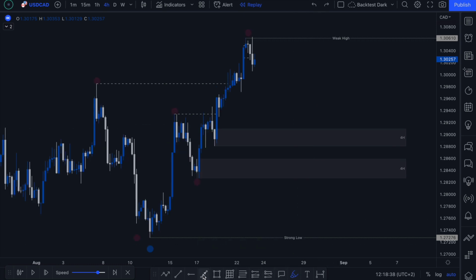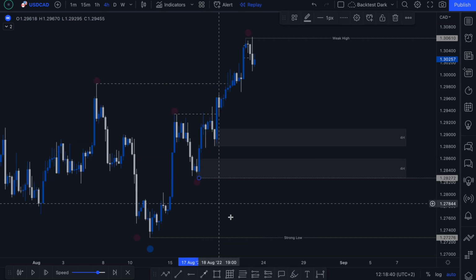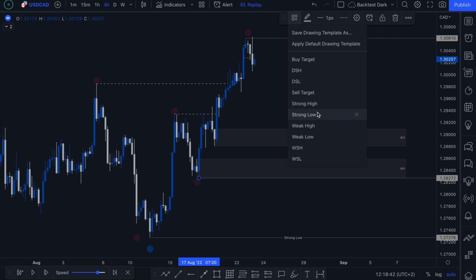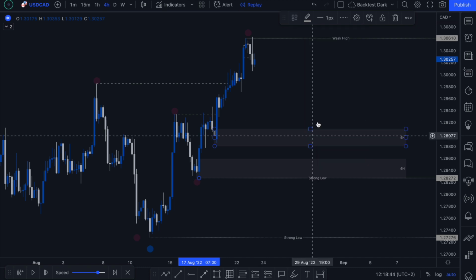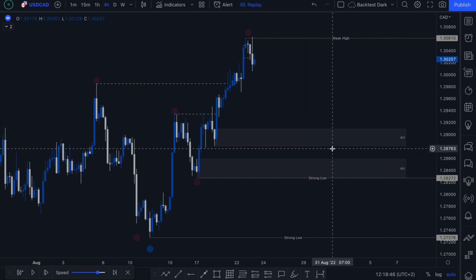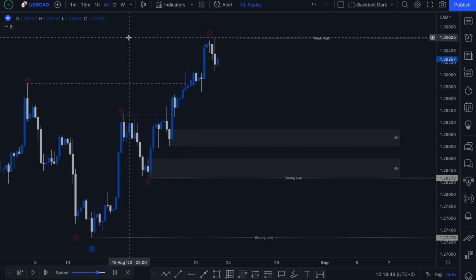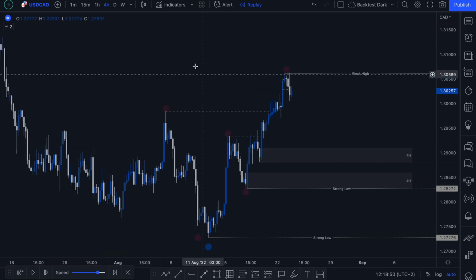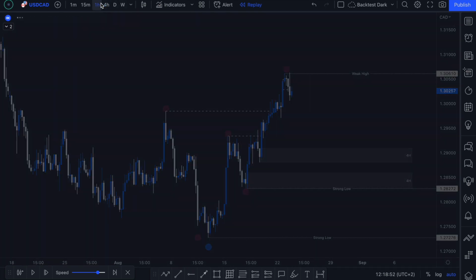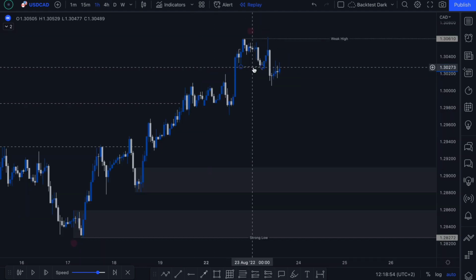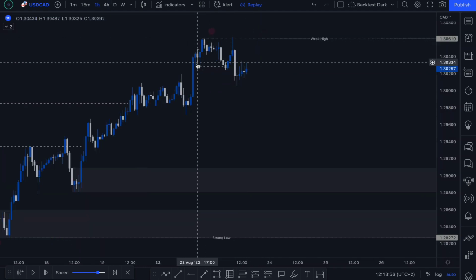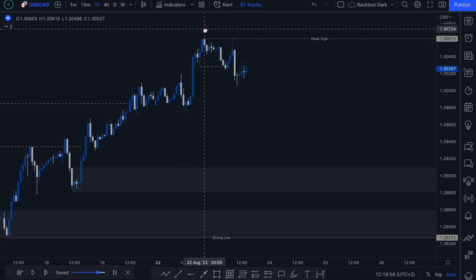And then I'm going to mark this out as my 4 hour strong low. All right. So what we've essentially now done is we marked out our 4 hour swing points. We dropped down to the 1 hour chart in order to find a change of character on that 1 hour to validate this 4 hour swing point.